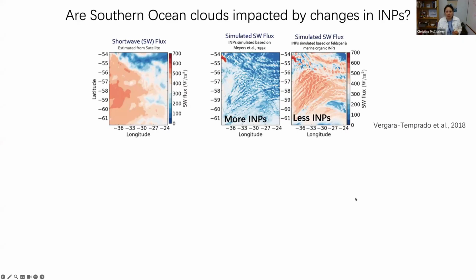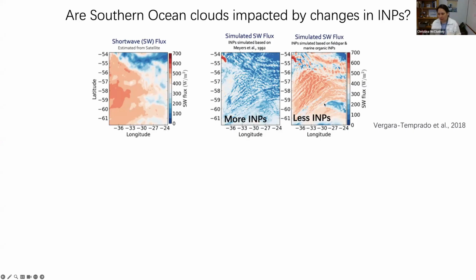Okay, so what do we know so far about the role of ice nucleating particles in Southern Ocean clouds? This is a really nice study done a few years ago looking at a regional model, at one particular case study where the shortwave cloud flux was estimated by satellite here on the left. And then the default physics were used to simulate that case. And in this case, there were a whole bunch of ice nucleating particles in that model setup.